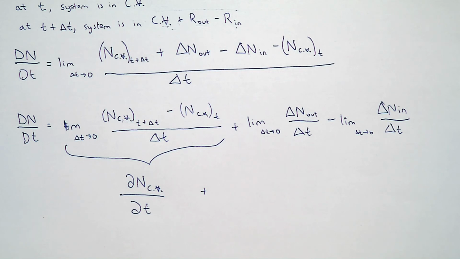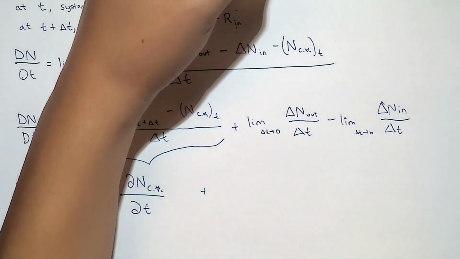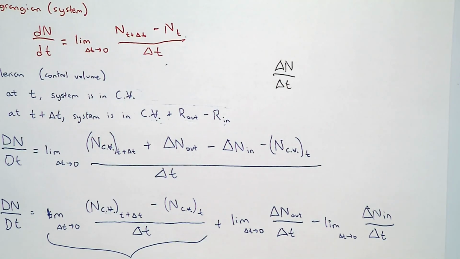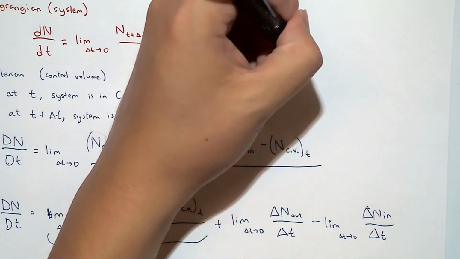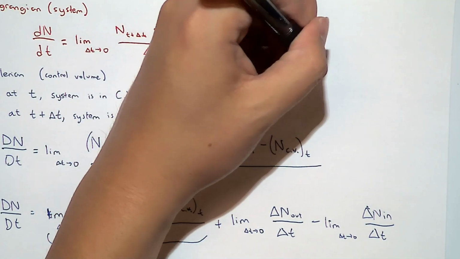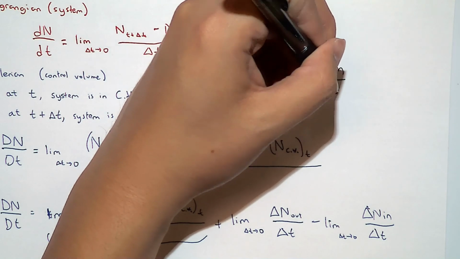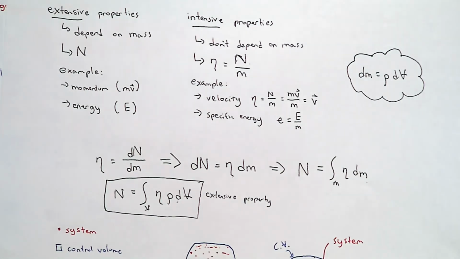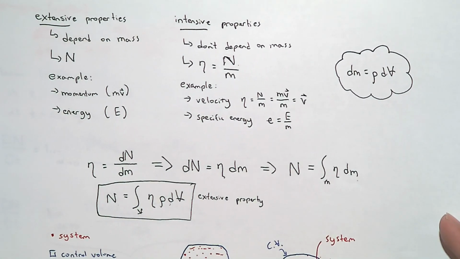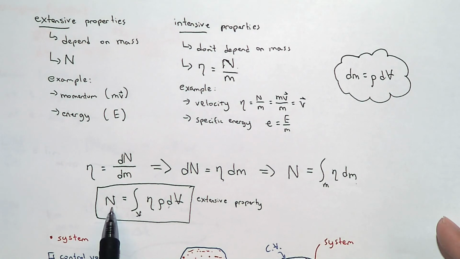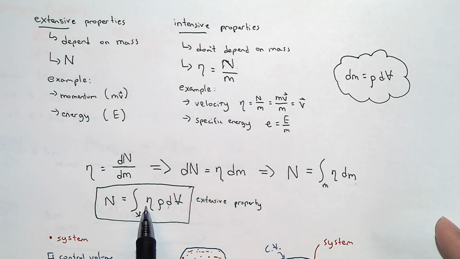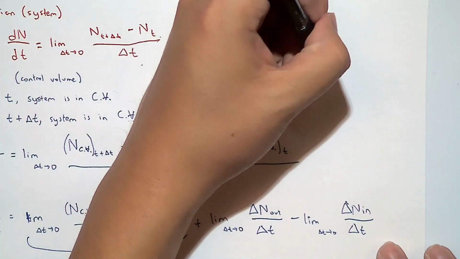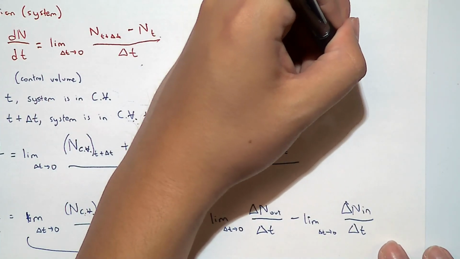Let's see, where can I write a little thought bubble here? We know that delta n over delta t can be the same as simply my intensive property times a change in mass over delta t. So this comes from our definition of an intensive and extensive property, right? If we have a finite change in my extensive property, then essentially that's a finite change in my intensive property, which we can also express in terms of volume.